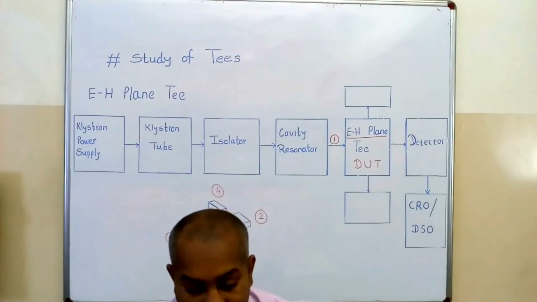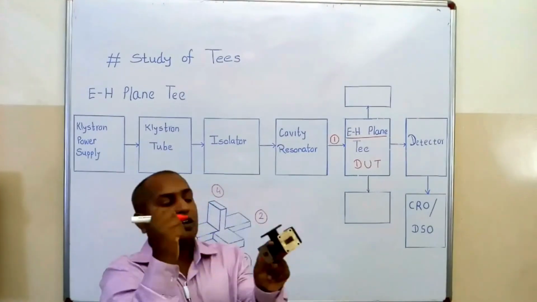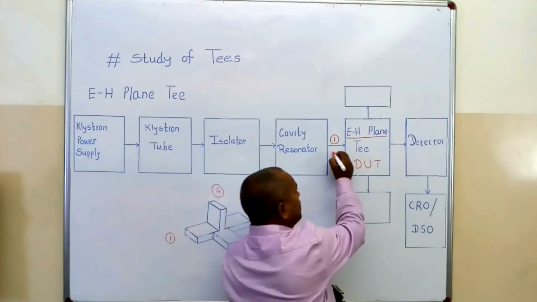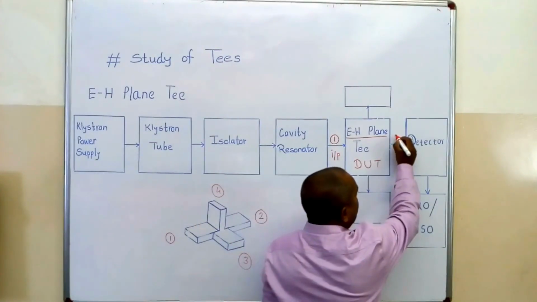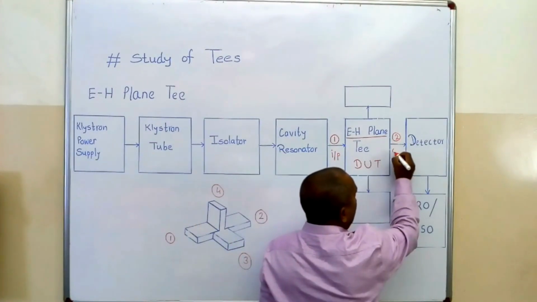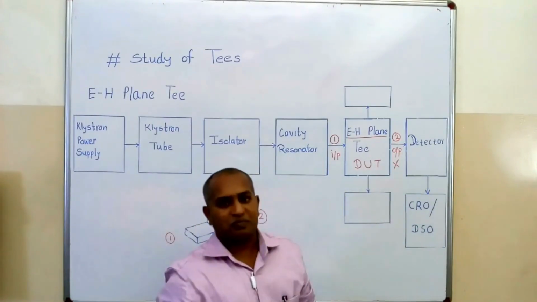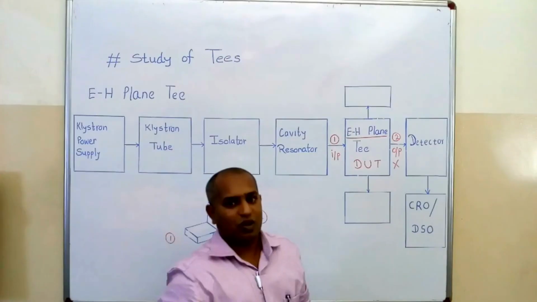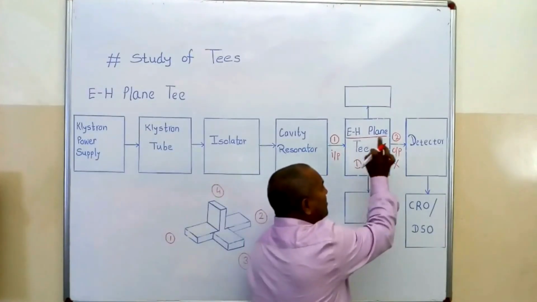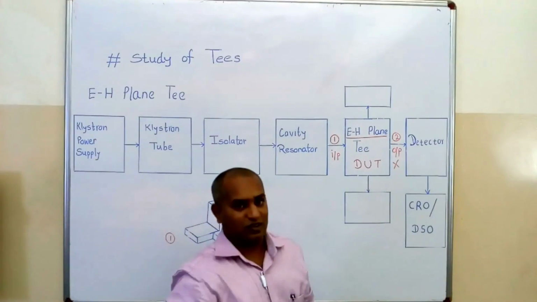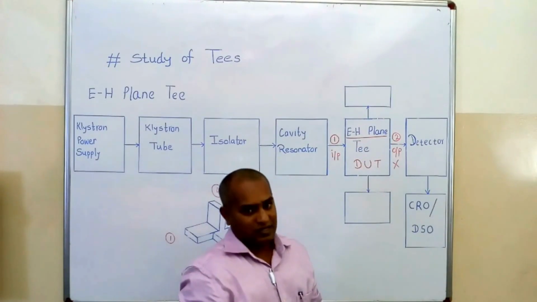But in a magic T, if we apply the input to port number 1, we will not get an output across port number 2. That's why this is known as a magic T. This is the first reason why the EH-plane T is known as a magic T.